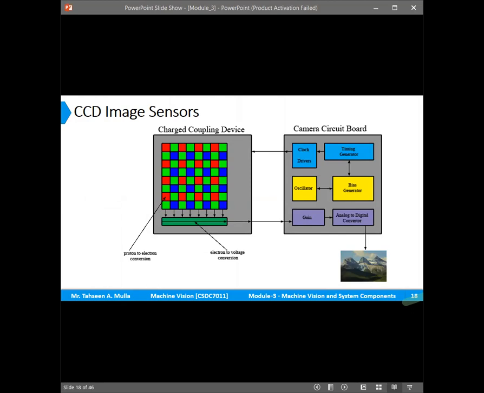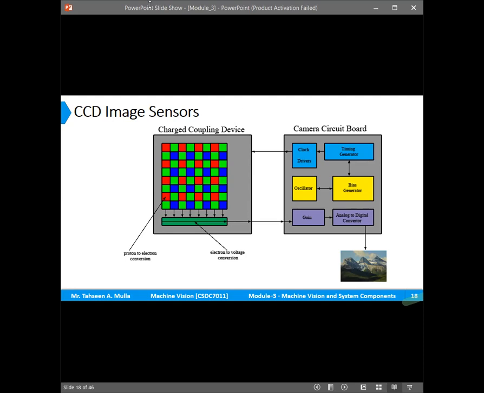This is the additional circuit board. What we saw initially in that diagram was of CCD, the charge coupled device, wherein we had a photon to electron conversion and the electron to voltage conversion. Now, this is all in terms of analog, where we need to convert the light into electrical energy. Now, electrical energy is converted back again from electron to voltage, and that will be passed to the camera circuit board where it will be able to analyze, interpret, read, and synchronize, right?